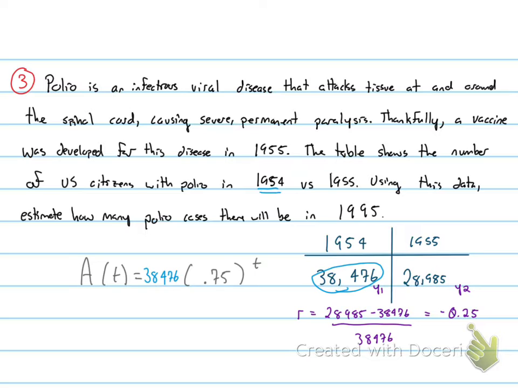Finally, to figure out t, or my time period, I'm starting in 1954. I'm making a prediction for 1995. So that's a time difference of 41 years. So I'm going to plug in 41 for my t value. When I plug all this in, I'm going to do 38,476 times 0.75 to the 41st power. When I plug that in, rounding to the nearest whole number, since I'm talking about human beings here, I can't have a decimal, I would get around 3.